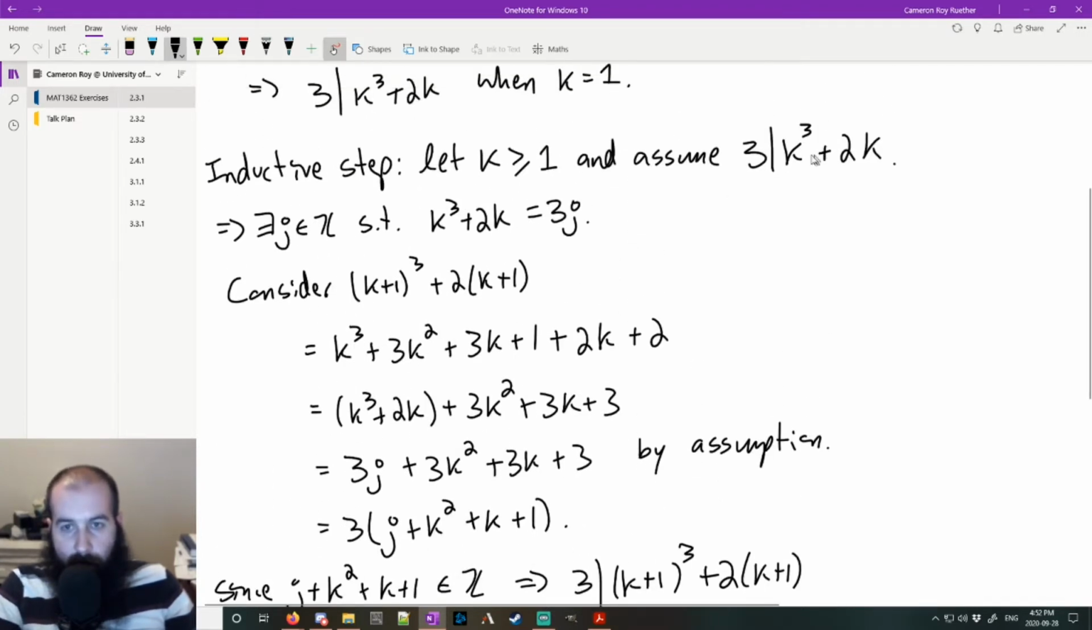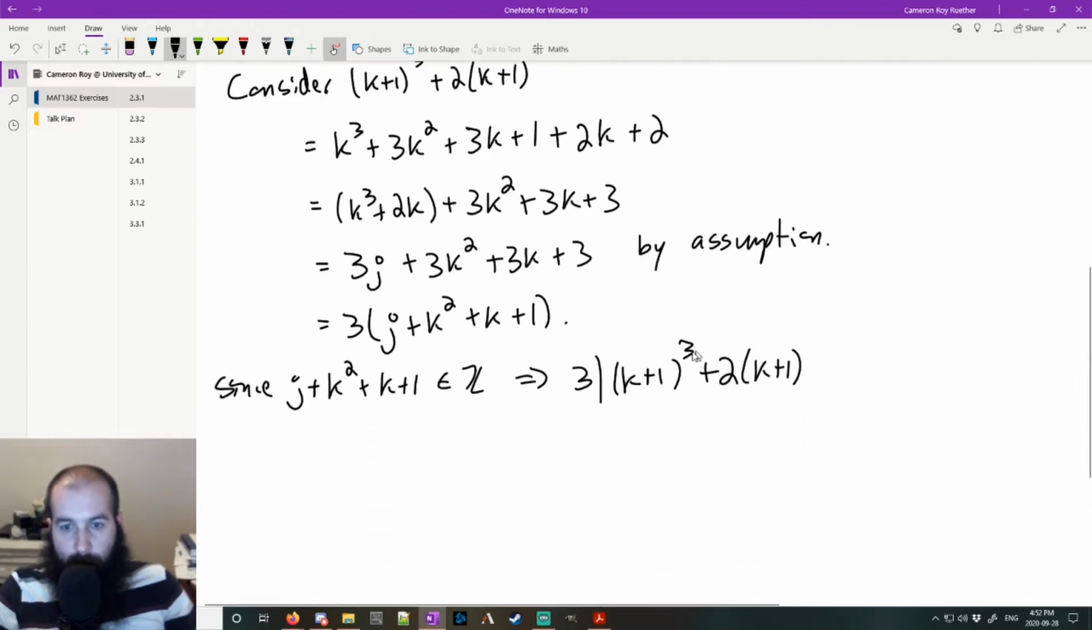So we assumed the result was true at k. From there we were able to prove that it's true at k plus 1. Hence, by induction, the result holds for all k.